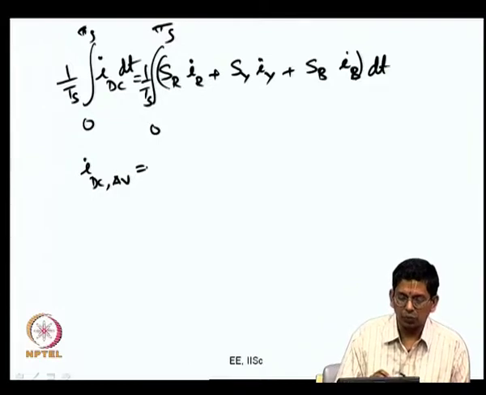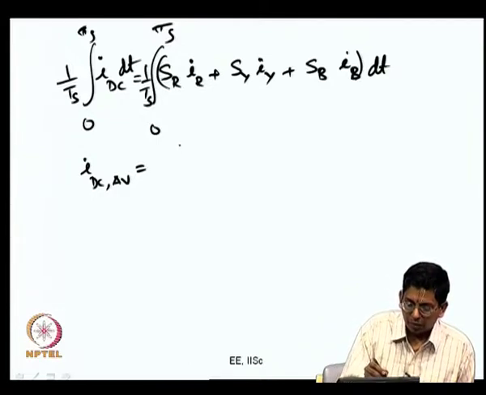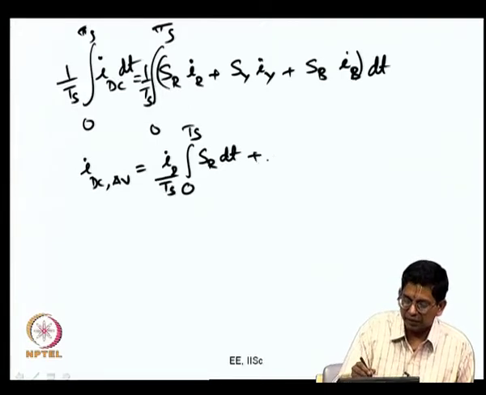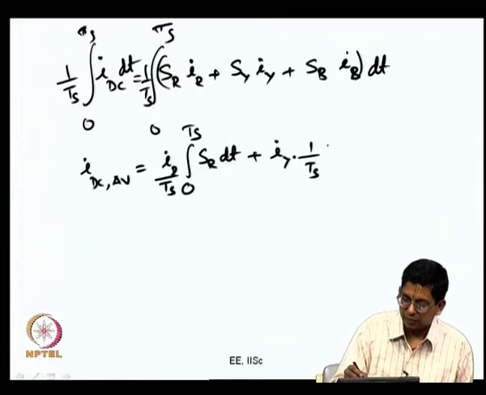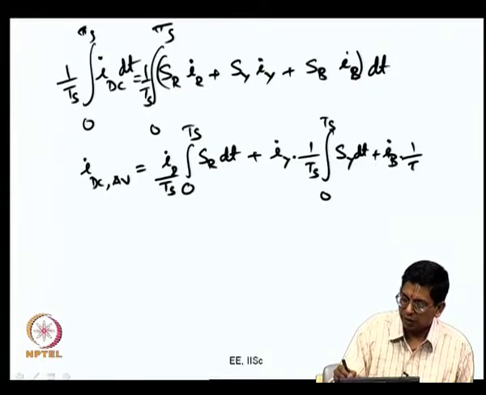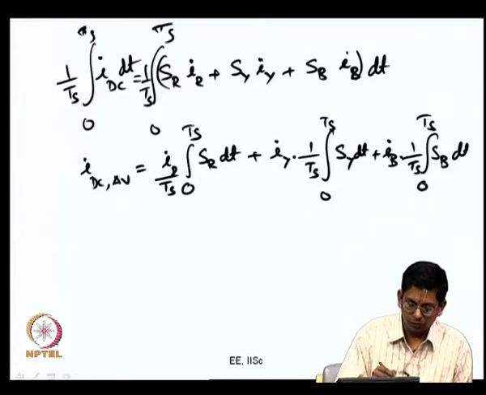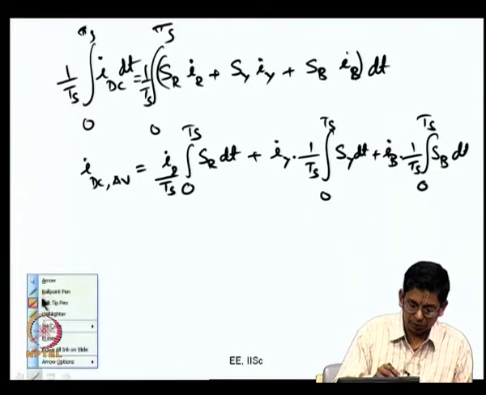It is basically equal to IR multiplied by the integral of SR dt from 0 to Ts divided by Ts. Similarly, it is IY into 1 upon Ts integral of SY dt from 0 to Ts, then IB times 1 upon Ts integral of SB dt from 0 to Ts. So, what is this equal to? The question is, what is this equal to?